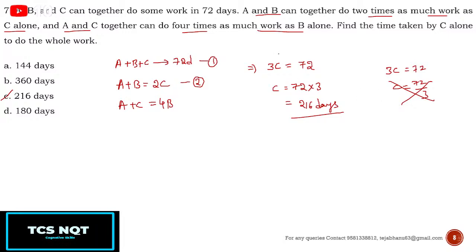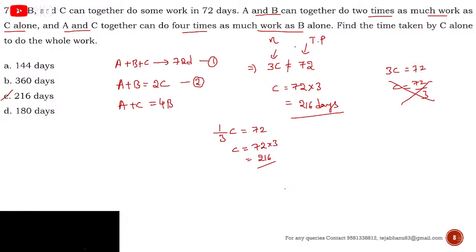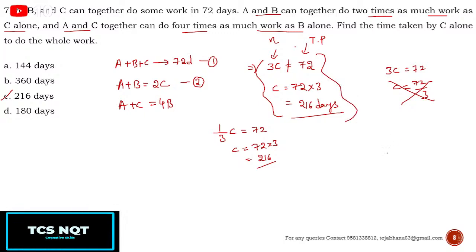Because here this is efficiency and this is time period. Efficiency cannot be equal to time period. Strictly speaking, this is nothing but 1/3 times of C is equal to 72. C is equal to 72 into 3, that is 216. This is how we have to take it actually. But for the time being, for simplification, I take the step directly. I hope it's clear. Keep in mind, in time and work, time period is always inversely proportional to efficiency. It is not equal, not at all equal.